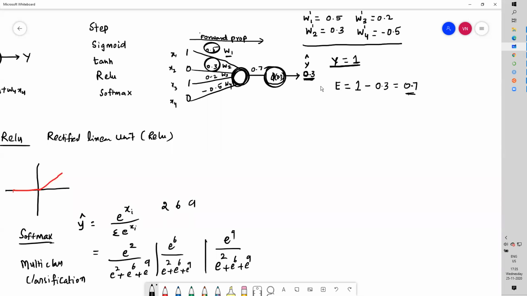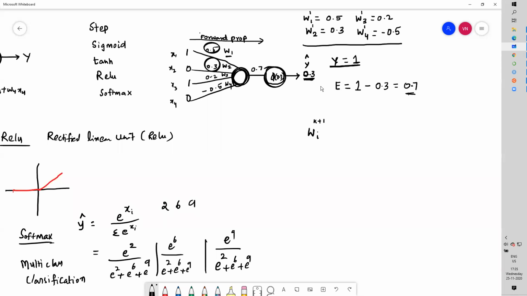Now we need to change the values of the W's. Then the question is how much we want to change these values. Let's do that. So Wi, I am representing this as the weight of the ith input. Wi for iteration k plus 1.